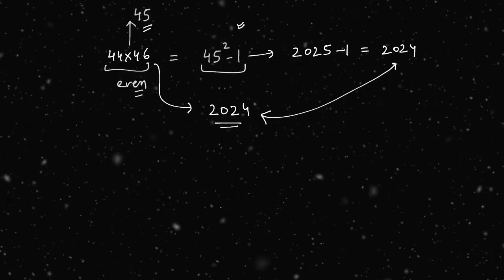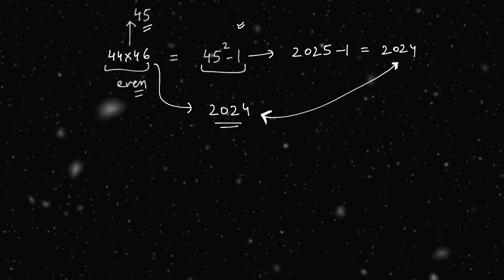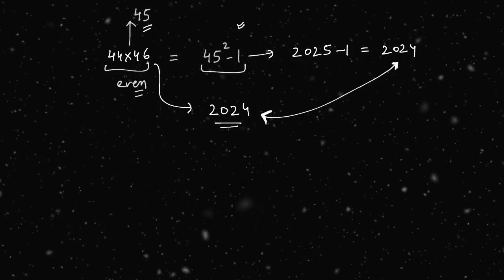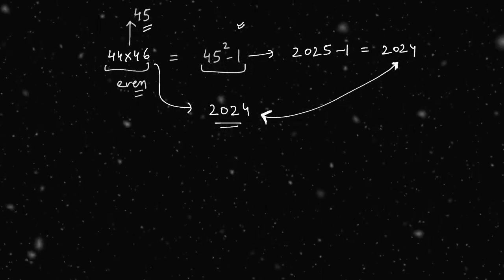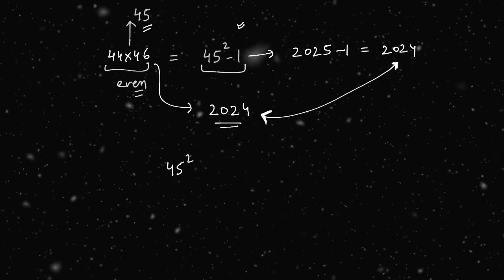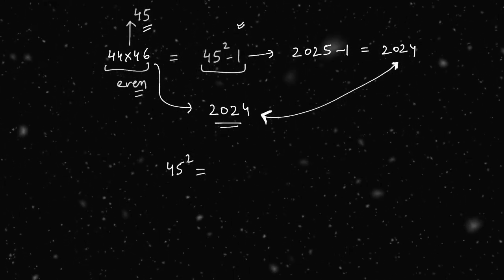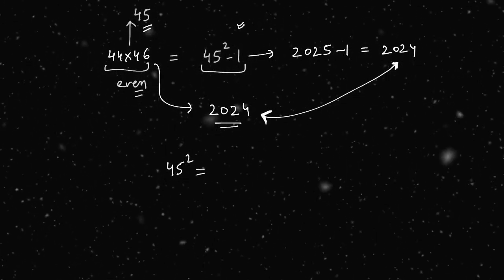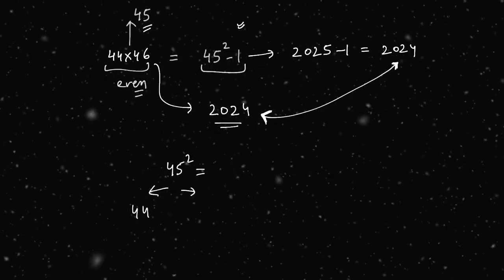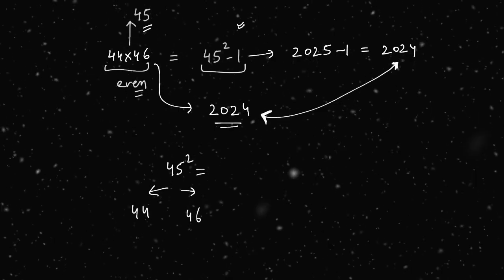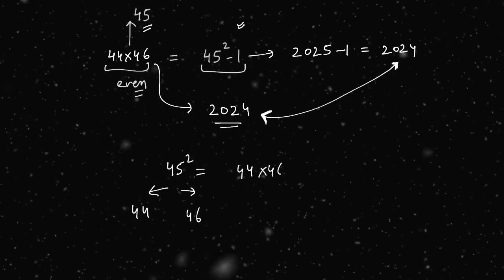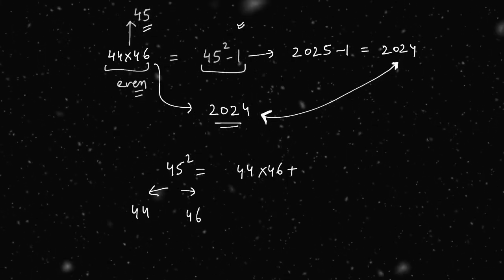Next time whenever you see any such type of question, just think about what more new techniques we can develop out of this concept. This we need to think about whenever we see any question. So if we take 45 square, now if you use the same concept, what comes before 45? What comes to the left? It will be 44, and what comes after is 46. Now we can write this as 44 times 46 plus 1.